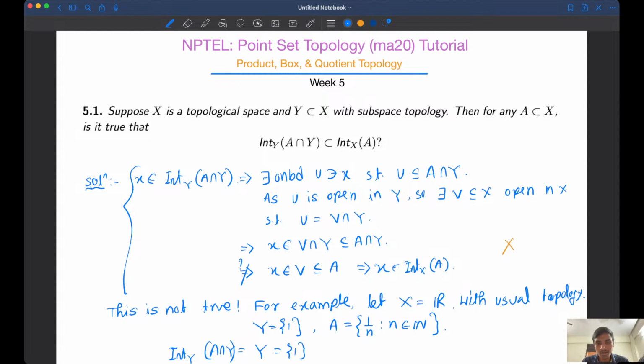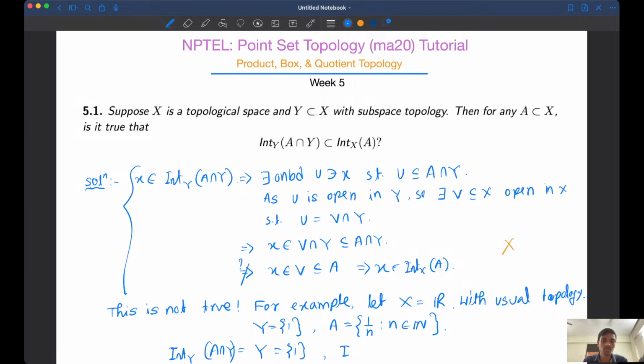And on the other hand, the interior of this set with the usual topology of R is phi, because there is no interior point inside it, right? Because it does not contain any interval. If it contained some open set, like for any point, an open interval, that would mean it contains uncountably many points. That is one argument.